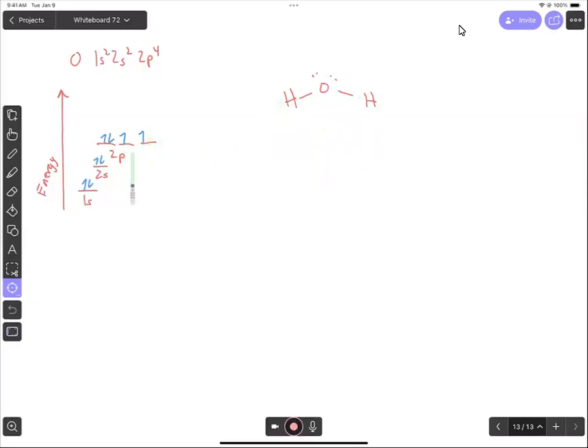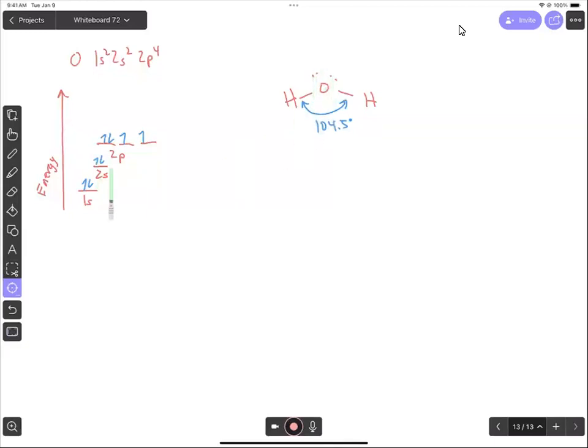There's something wrong with that. There's 2 things wrong with that. Number 1, these p orbitals would be at 90 degrees from each other, and yet we know oxygen has a bond angle of like 104.5 degrees. The other thing about that is, yes, oxygen has 2 lone pairs of electrons, right?